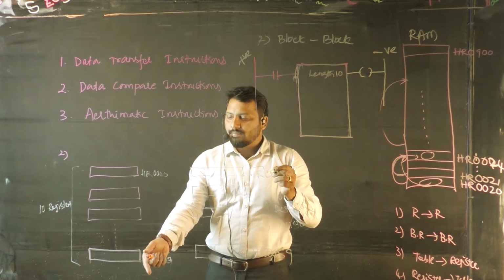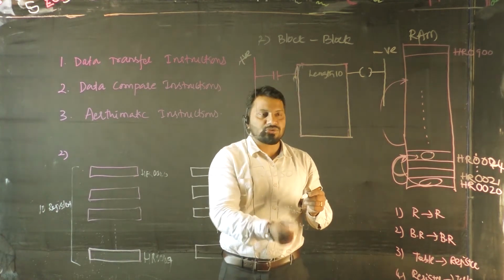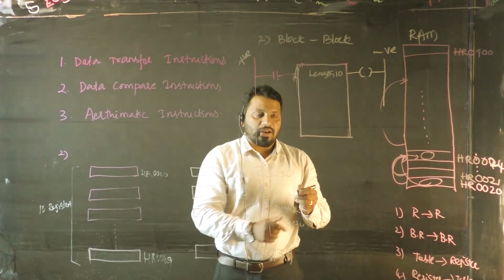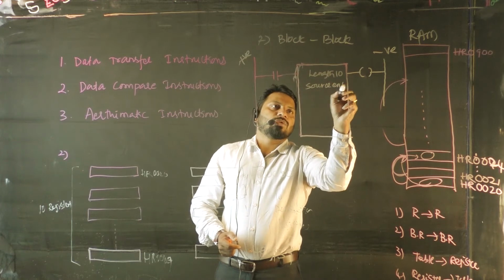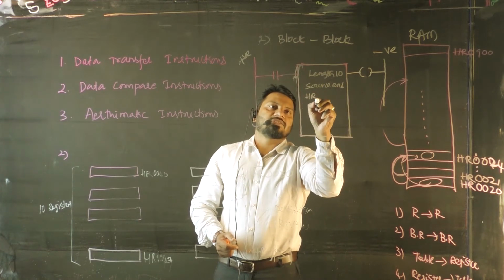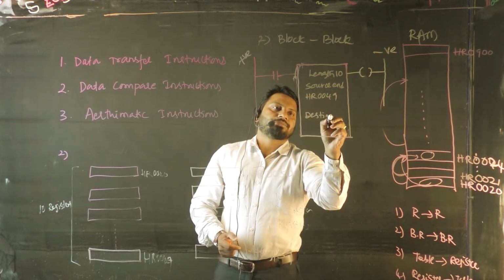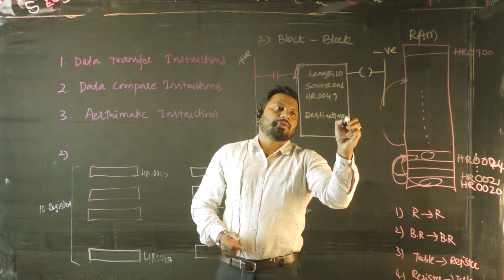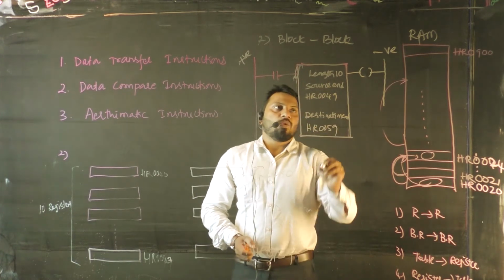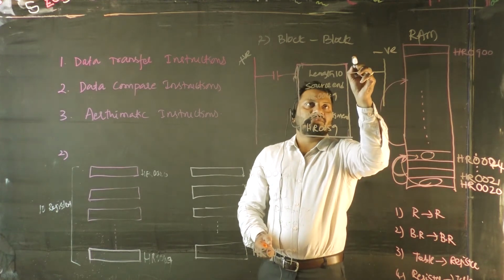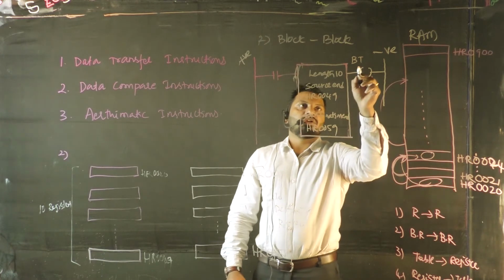What is the source end? Holding register 0049. What is the destination end? Holding register 0059, right? What operation do you want to perform? That prefix you need to write here: block transfer, BT.